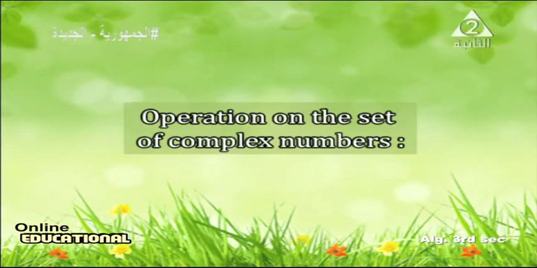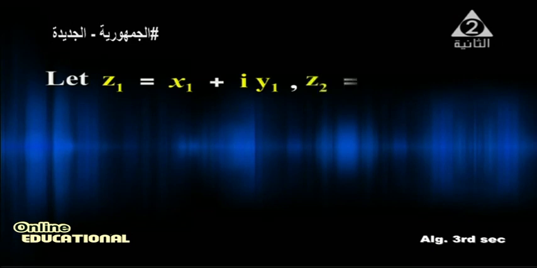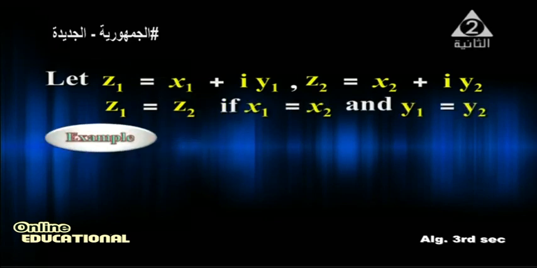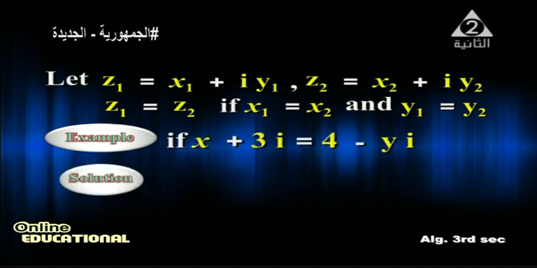I. Operations on the set of complex numbers. As the first, if we have z1 equals x1 plus i y1, z2 equals x2 plus i y2. When z1 equals z2, what do you deduce? Real equals real, imaginary equals imaginary. x1 equals x2, real equals real, imaginary equals imaginary, y1 equals y2.